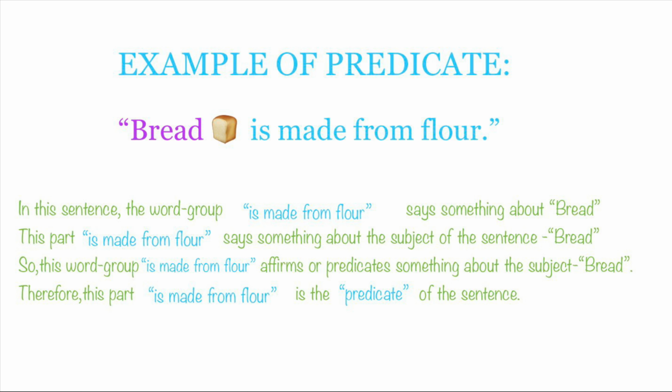Let's take the third example. Bread is made from flour. In this sentence, the word group is made from flour says something about bread. This part, is made from flour, says something about the subject of the sentence, bread. So this word group, is made from flour, affirms or predicates something about the subject, bread. Therefore, this part, is made from flour, is the predicate of this sentence.